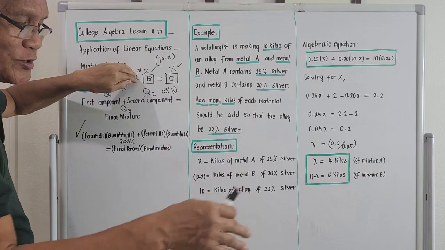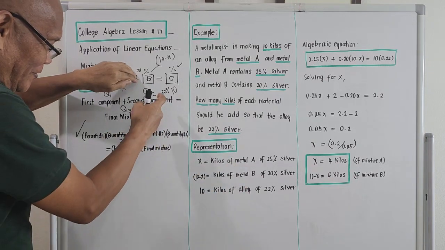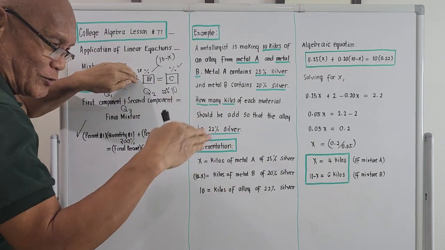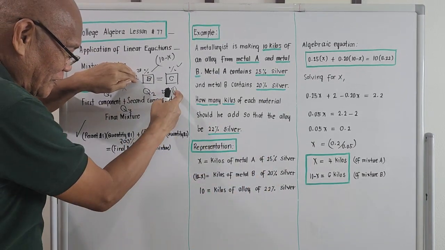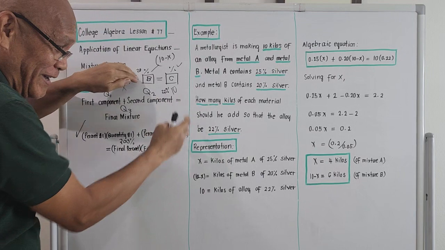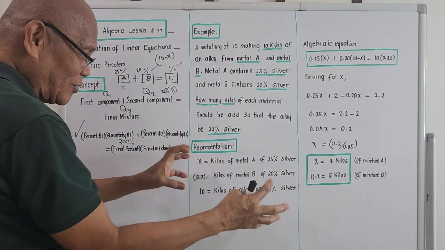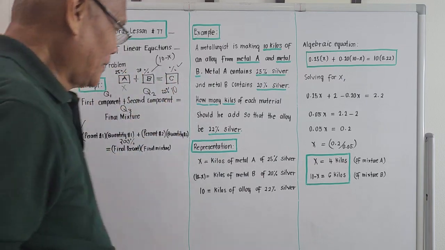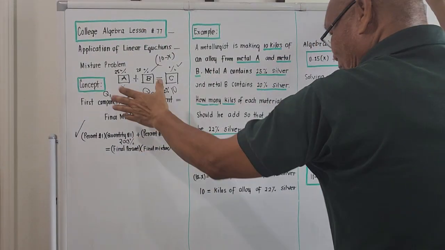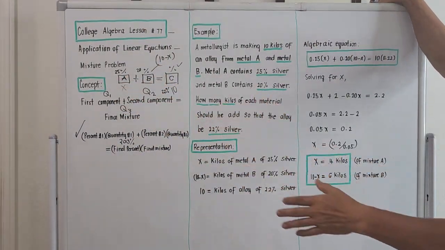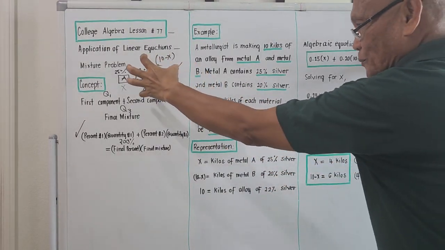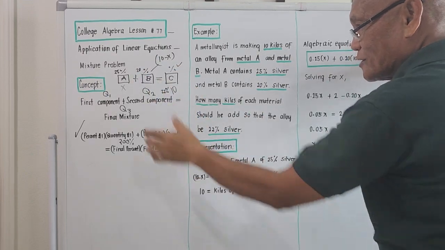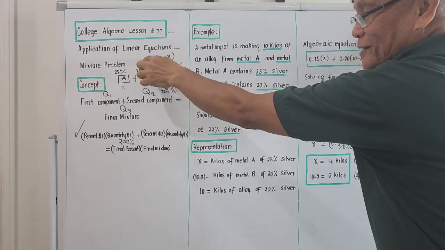So meaning to say 25% of A plus 20% of B. The metallurgist wanted it to be exactly 22%. And if you try to compute for the quantity, it should be 10 kilos. So it's easy to visualize the solution if we go to the diagram. Now if we bring out the algebraic equation, we could formulate the algebraic equation already, and that algebraic equation is actually a linear equation.